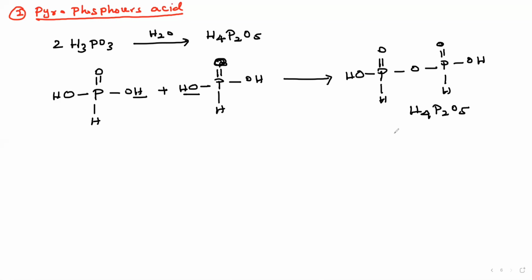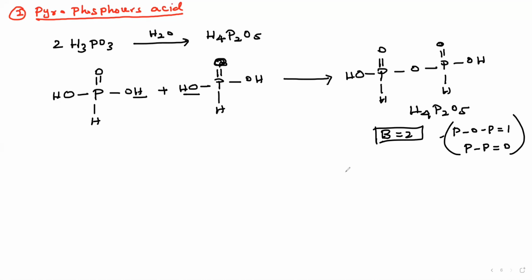How many OH groups? 2 OH. Therefore, the basicity is equal to 2. How many POP1? The POP1 is equal to 1. How many PP1? 0. You know very well, right? This one is pyrophosphorus acid. Next, I'm going to discuss the metaoxo acid.